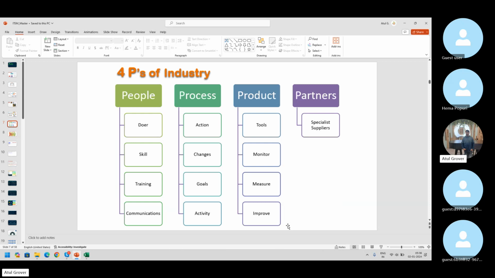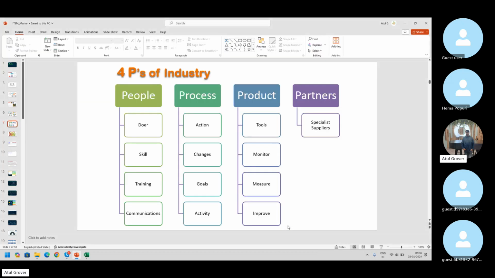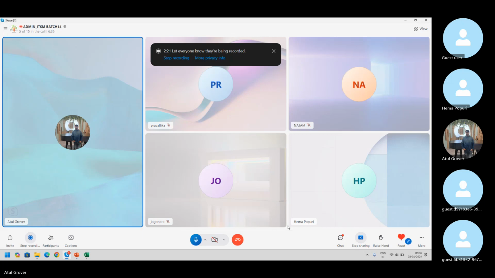People are the ones who are the doers, who do this work for us, or we are the people who are doing this work. So we have a skill, we have communication, we have training, so that we can perform our work. Like when we were small, when we were just newborn babies, we didn't know how to eat, how to sleep, how to read. But with the training, with the skill, with the communication, our parents teach these things.